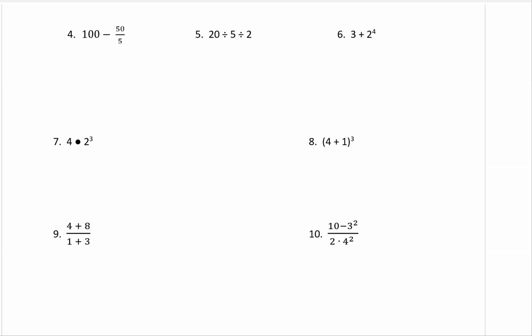Number 4, we have 100 minus 50 divided by 5. So we are going to do division first. We're going to do 50 divided by 5 first, and that is 10. So we have 100 minus 10, which is 90.